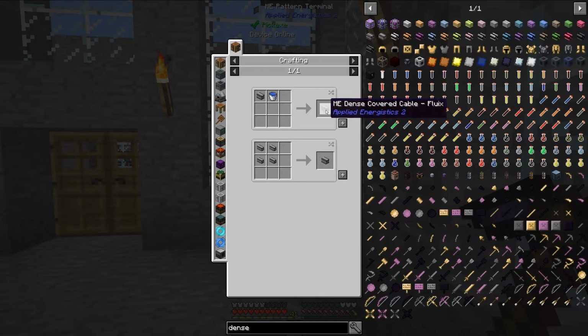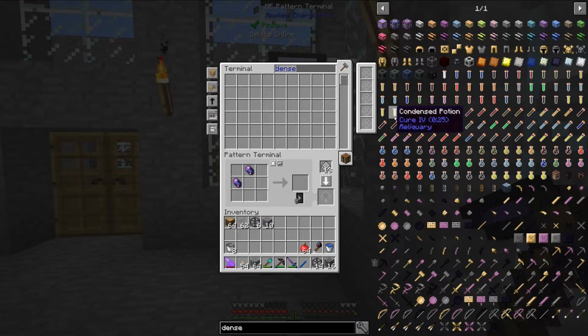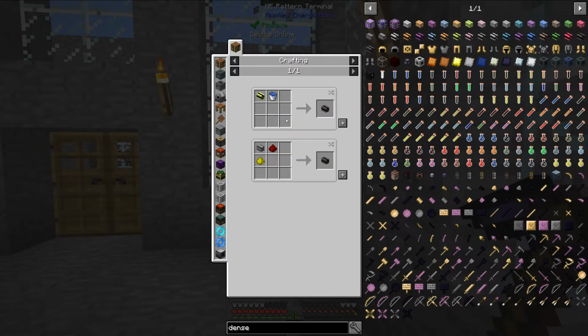Okay, so what we need to do is I actually need to get covered cable before I can make dense covered cable. There is no bare dense cable. It is all covered cable. So I will need to do that. I do have a bunch of wool. So the recipe is pretty simple. It's just Flux cable with wool. Let's make some Flux cable if I can, because I probably need some more of that.